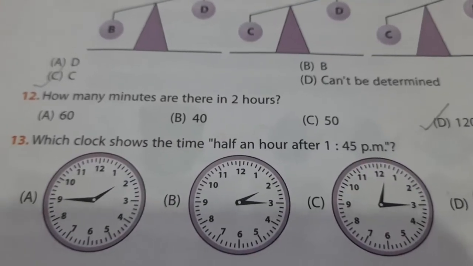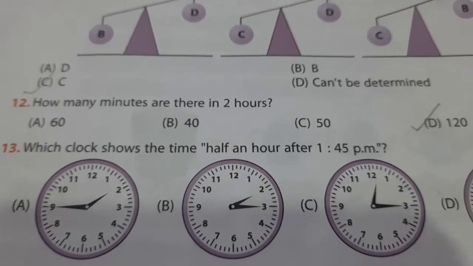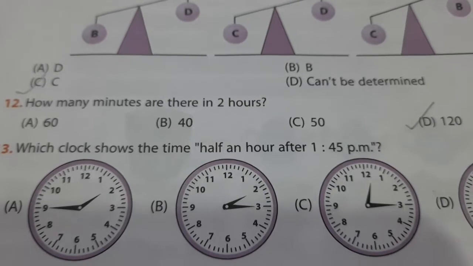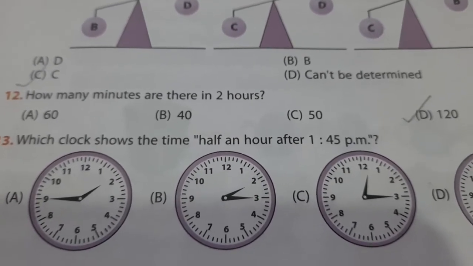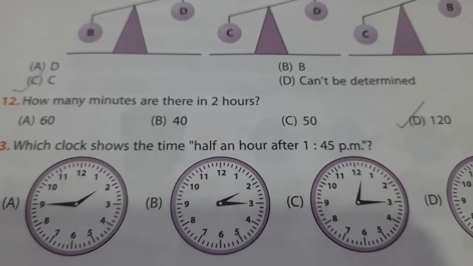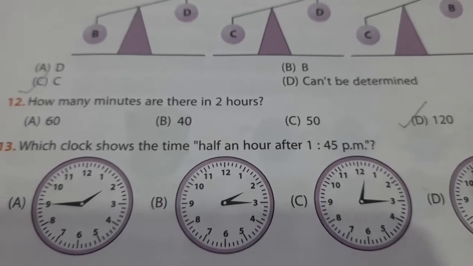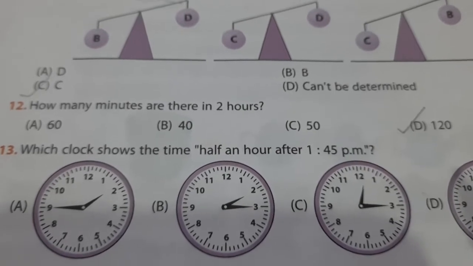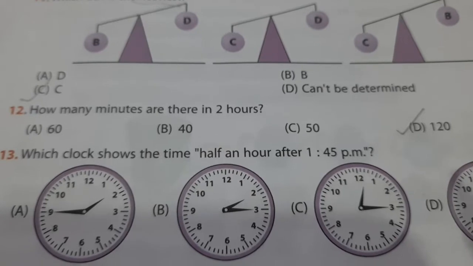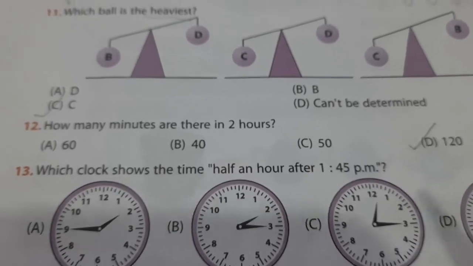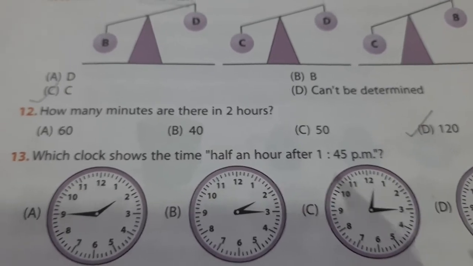Let us look at the next question. Which clock shows the time half an hour after 1:45 p.m.? What is half an hour after 1:45 p.m.? Which means you should add 30 minutes to 1:45 p.m. So when I add 30 minutes to 1:45 p.m., the time which I get is 2:15 p.m.